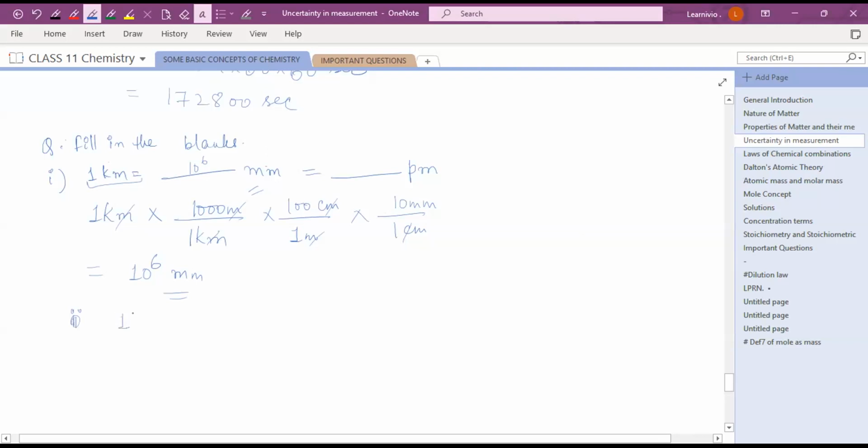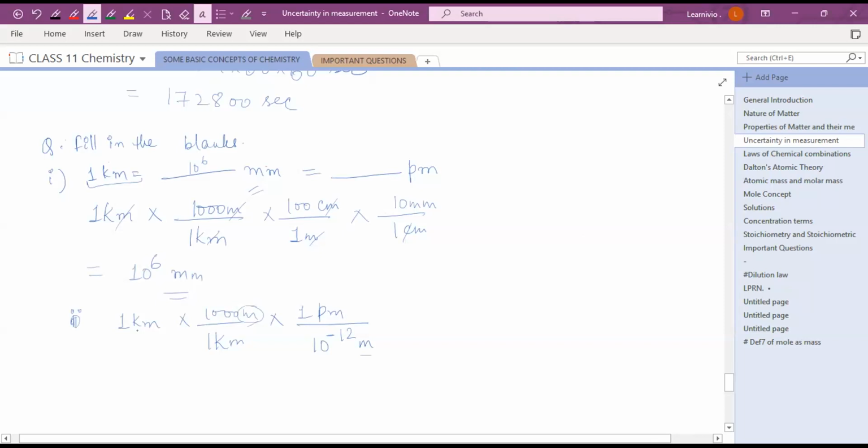Just calculate it. In 1 kilometer, there are 1000 meters, right? And in 1 picometer, how many meters are there? 10 to the power minus 12 meter. Clear? I told you this unit, meter is there, so we have to write meter over here. Why? Because this will cancel out.